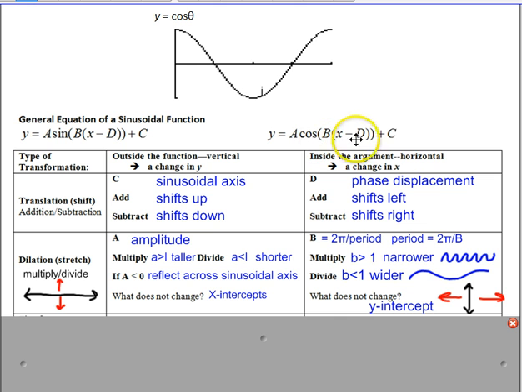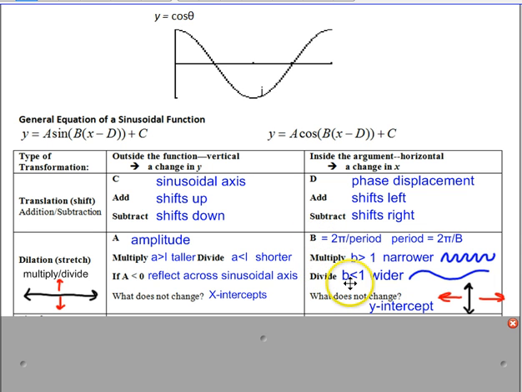Now let's take a look at B. B is inside the argument. It affects the x direction. B is not the period. We have C as the sinusoidal axis, D is the phase displacement, A is the amplitude. Our fourth characteristic is period, but B is not the period. B affects the period. The period is 2 pi divided by B. If we multiply by B, in other words, B is greater than 1, the graph actually becomes narrower, because 2 pi divided by B is the new period.